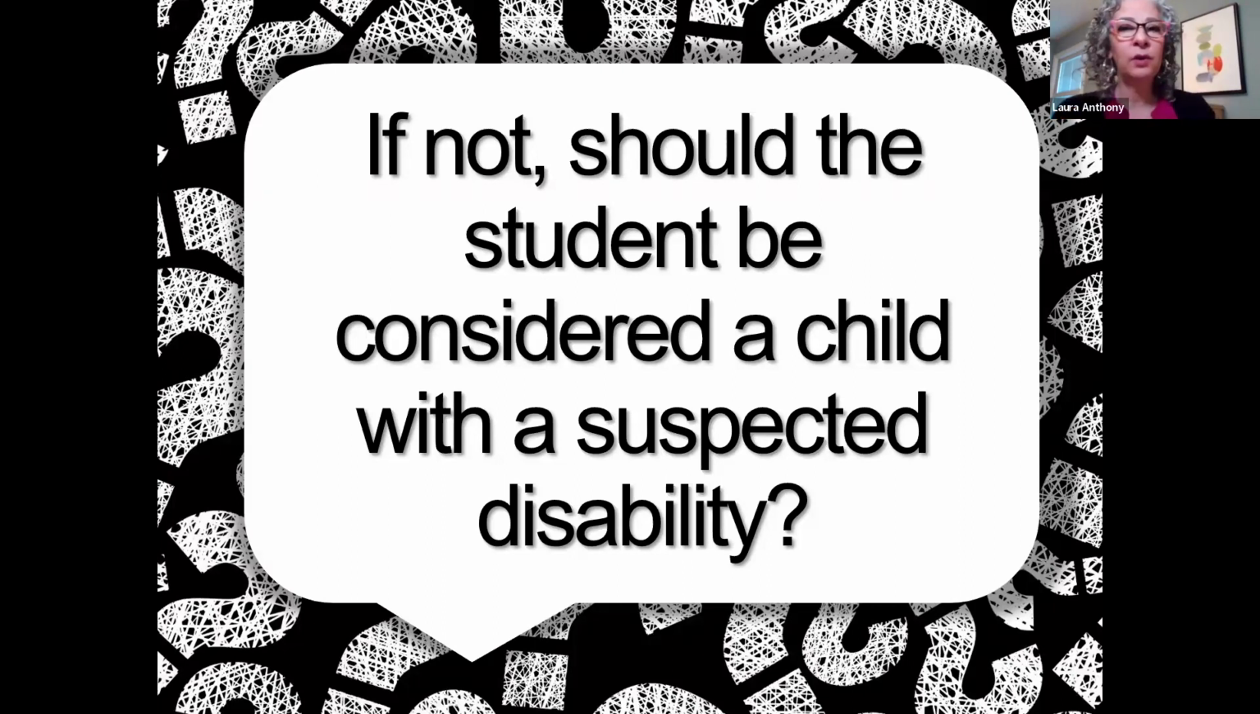Is it a long-term removal? Is it a short-term removal? Is it a change of placement? Is it sitting out from recess? Is it being suspended from the bus? What is being contemplated here? Because that's really important. It tells you what happens next. What is being contemplated tells you how to get there.